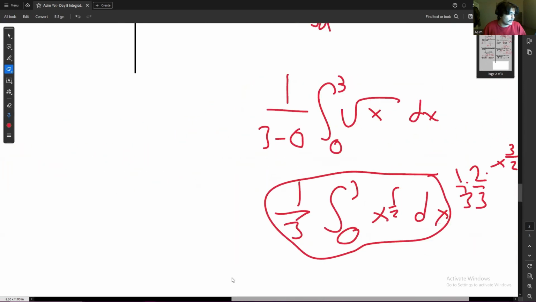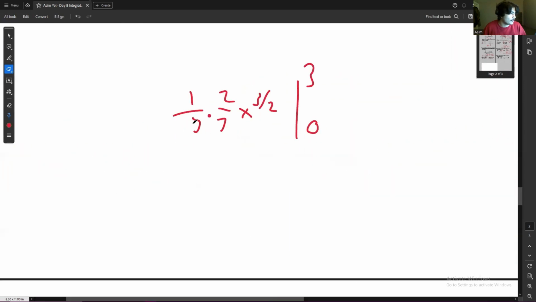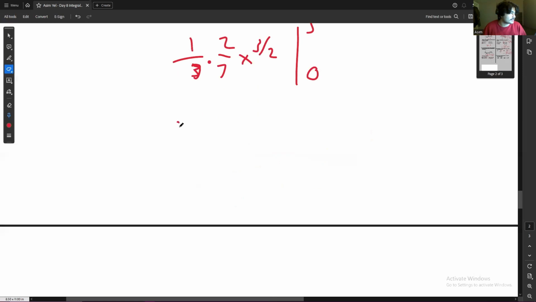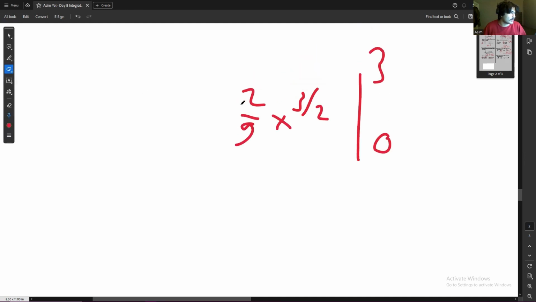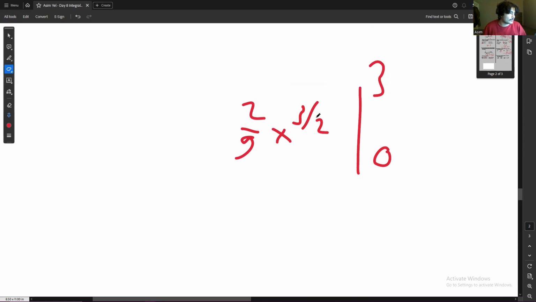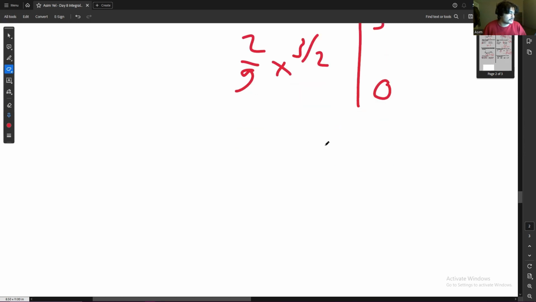Is that it? Yeah. Okay, so over here, I got 2 over 9. Actually, let me just erase, I don't want to occupy more space. This will be 2 over 9, guys, since I'm multiplying 2/3 with 1/3. 2 over 9, and then x to the 3/2 from 0 to 3. So let's just plug in 3. 2 over 9, 3 to the 3rd power in square root.